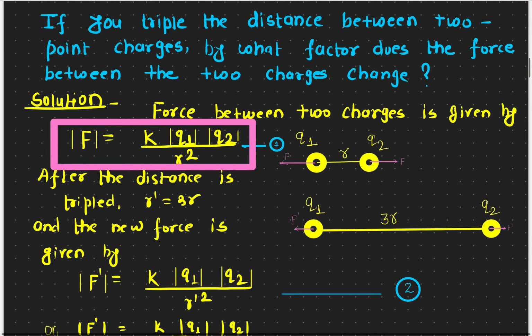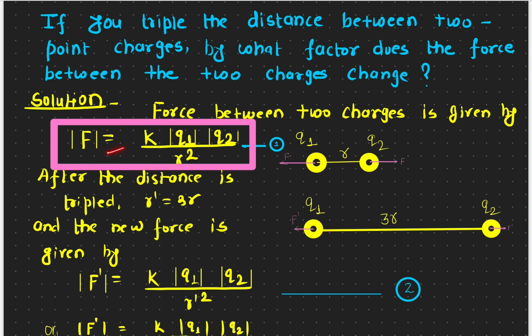And in order to calculate, all we need to understand is Coulomb's law, or the force between the two charges. The force between two charges is given by this equation. That's the magnitude. So the magnitude F is given by this equation, where K is a constant. The value of K is 9 times 10 to the 9 Newton meter square per Coulomb square. Okay, so that's the force.